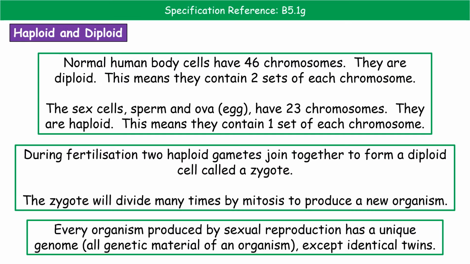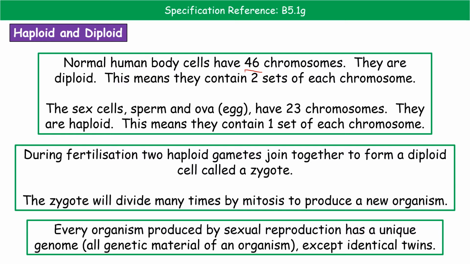What we're going to look at at the start of this little booster is a bit of a recap on what we said in our previous booster about the numbers of chromosomes in different types of cells. So what we've said is in a normal body cell, you have 2 sets of each chromosome. Now, in humans, that means there are 46 chromosomes.